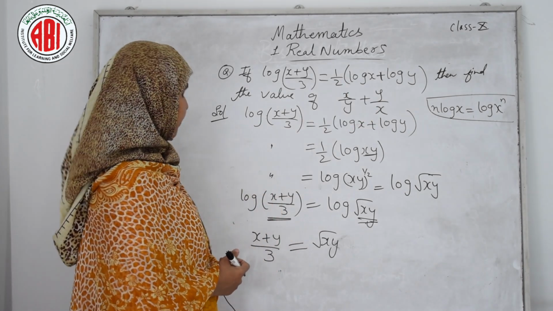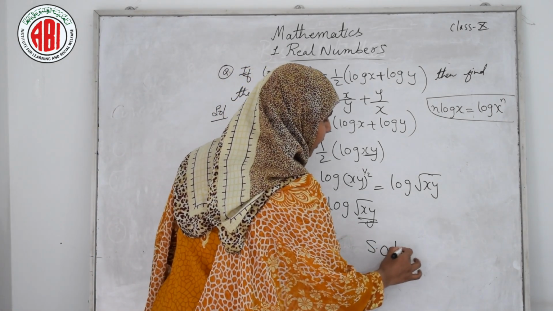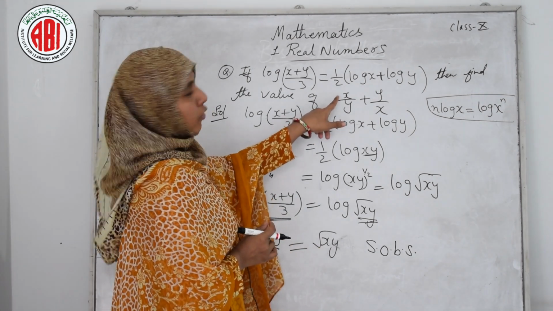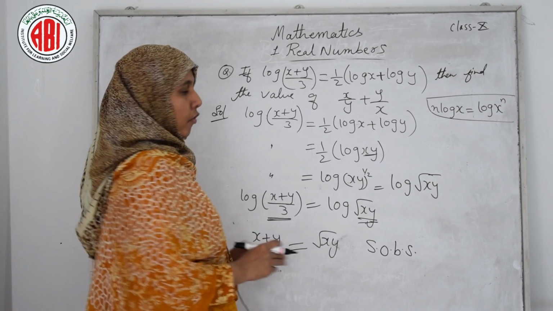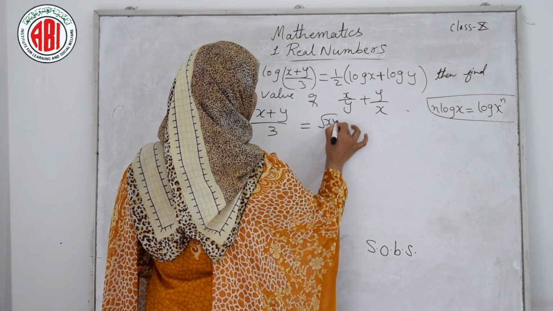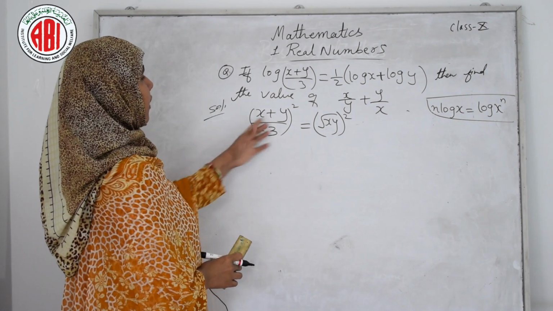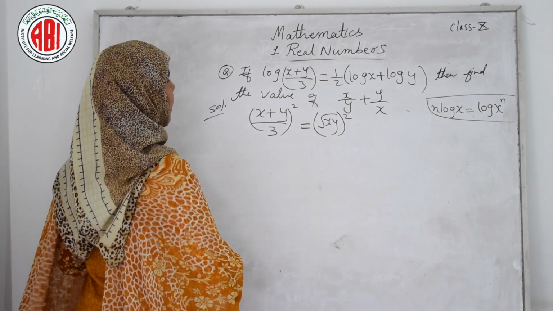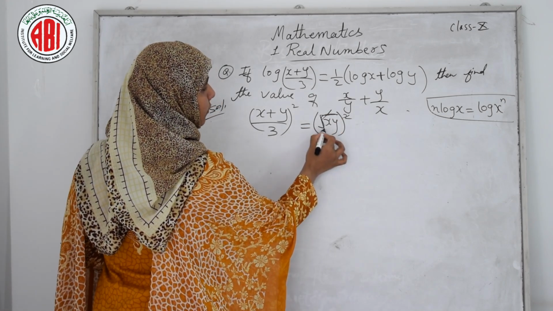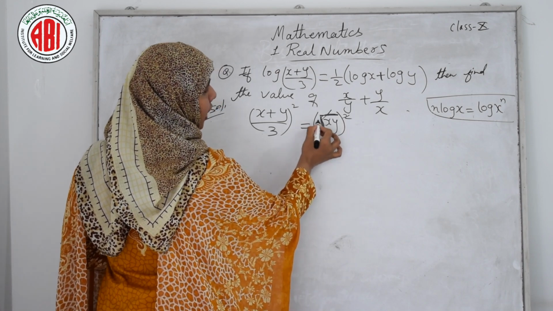So what we can do is apply square on both sides. Why do we have to apply square? Because root xy is there, and we don't want any root value here. So we are applying square on both sides of x plus y divided by 3 equal to root xy. Here the square and root get cancelled, because this is a whole square root of xy.